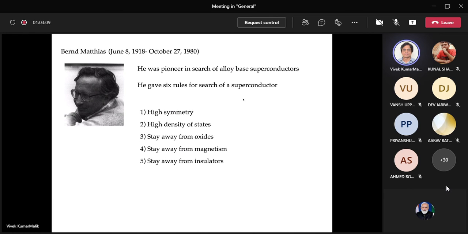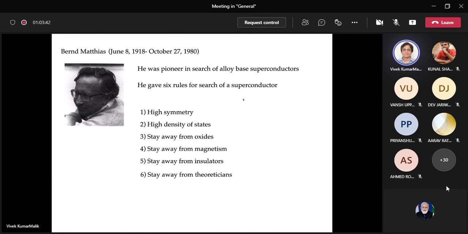So these were the rules, and you can start to mix them, and then you can find a good superconductor. And his 6th rule was stay away from the theoreticians. What he said was, theoreticians can explain. They could explain superconductivity after almost 40 or 45 years, but they could never predict that this element or this material would be superconducting. They can explain it later on. So that's what he said.